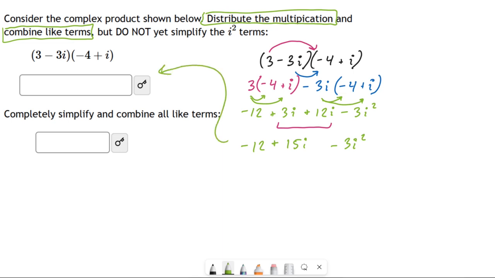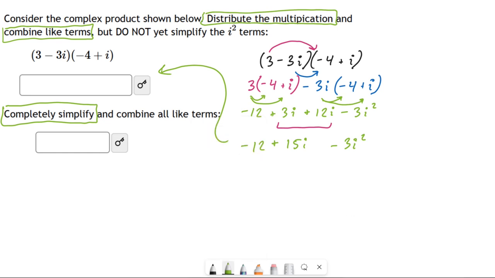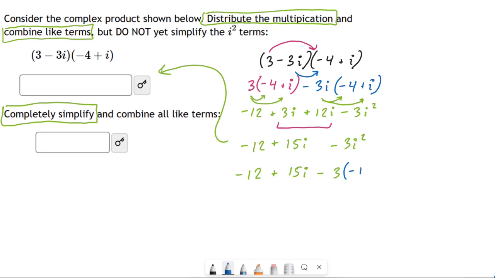Now it says completely simplify. Well, what does that mean? That means we're going after those i squareds. So if you remember from class, I'll write it this way, everything stays the same except the i squared itself. That has a special value in algebra. It's just negative 1. Okay, that's what i squared is. It means negative 1. So carry out that multiplication. This is going to turn into negative 12 plus 15i, and then minus 3 times negative 1. Well, that makes it a plus 3, right?